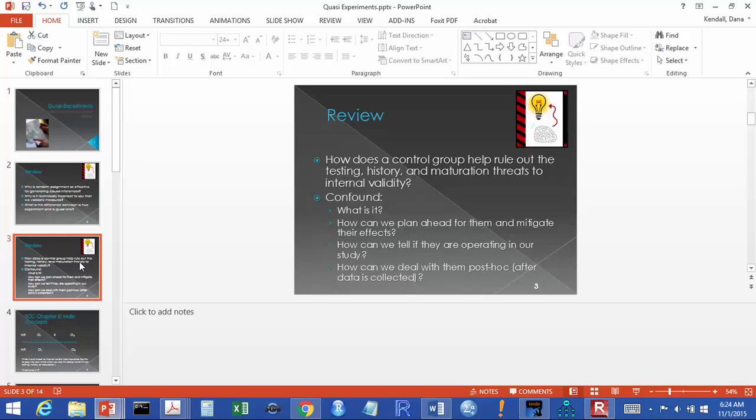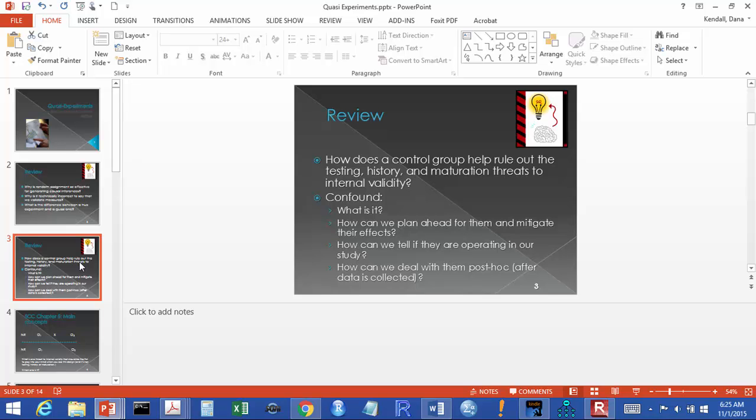A confound is a variable that causes us to be confused as to whether the effect that we see was actually from the program itself or if it was from another variable like the person's baseline skill, the person's maturation levels, etc. Okay, so confounds are things that make us confused about where the real effect is coming from.